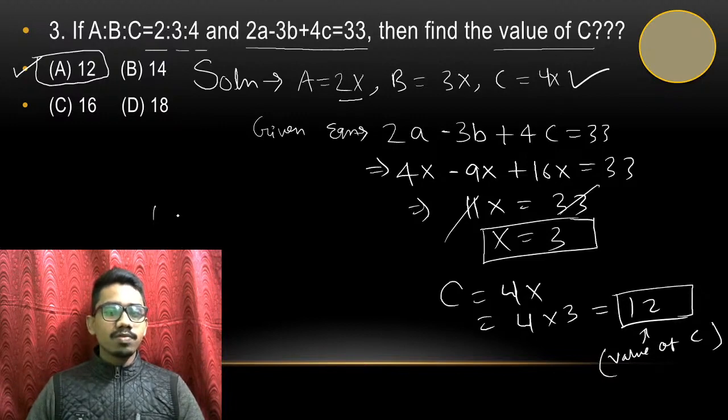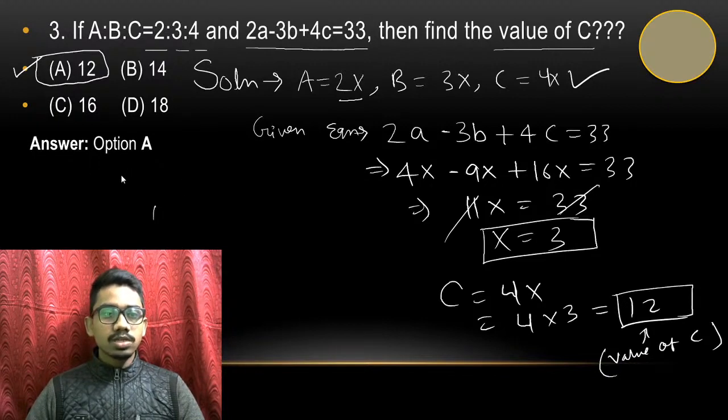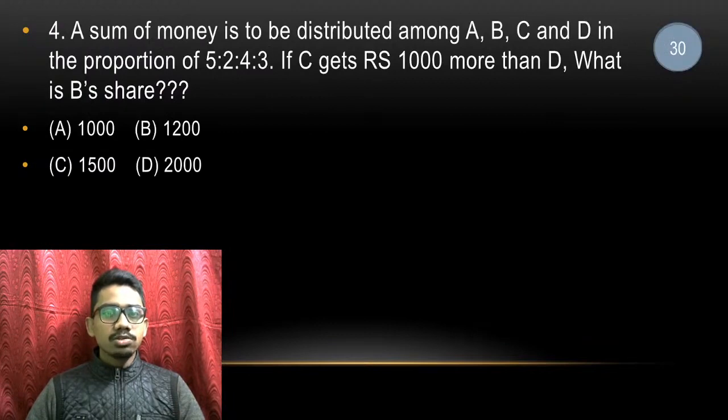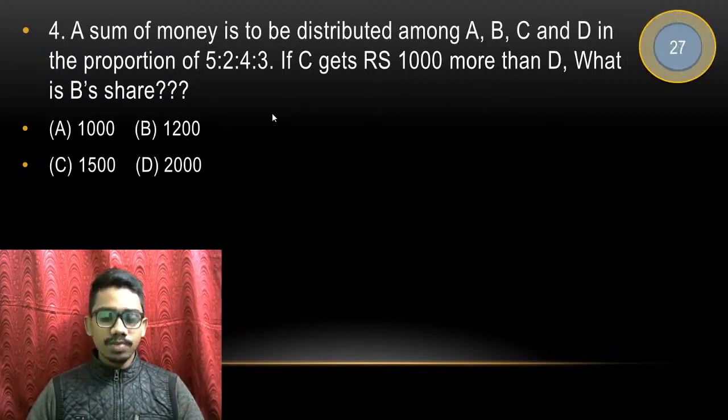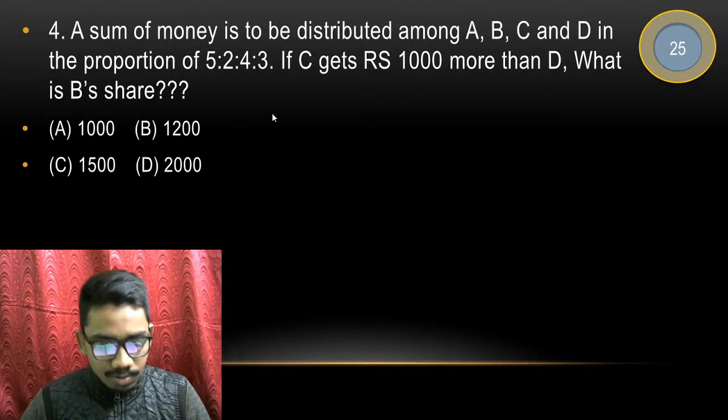Let's solve question number 4. A sum of money is to be distributed among A, B, C and D in the proportion of 5 is to 2 is to 4 is to 3. If C gets 1000 more than D, then what is B's share? Okay, so a sum of money is to be distributed among A, B, C and D in proportion 5, 2, 4 and 3. If C gets 1000 more than D, then what is B's share? Your time starts now. Be very quick. This is a similar question as the previous one. So kindly apply the same logic in this question.